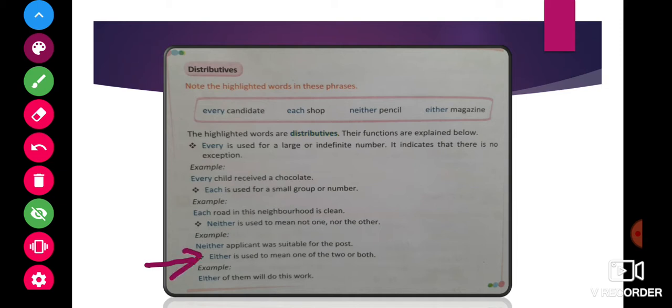Let us look at either. Either is used to mean one of the two or both, either one or both of them. Let us look at the example. Either of them will do this work. That means either one of them will do this work or both of them will do this work.